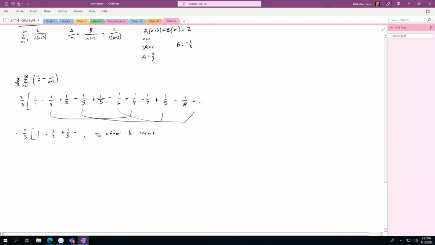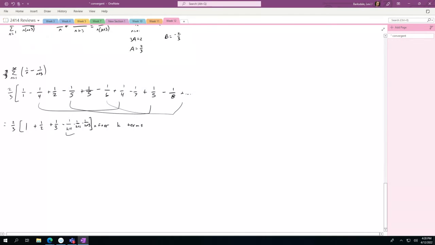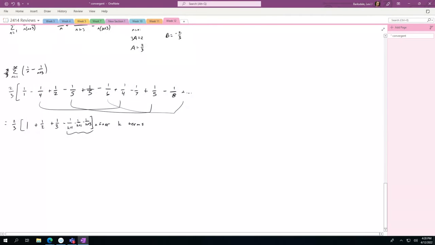Technically there should actually be a few more terms in here. So minus 1 over k plus 1, minus 1 over k plus 2, minus 1 over k plus 3. And that would be after k terms, right? But the thing is, letting k go to infinity, all of these go to 0, right? Which means I'm left with 2/3 times 1 plus 1/2 plus 1/3, right?